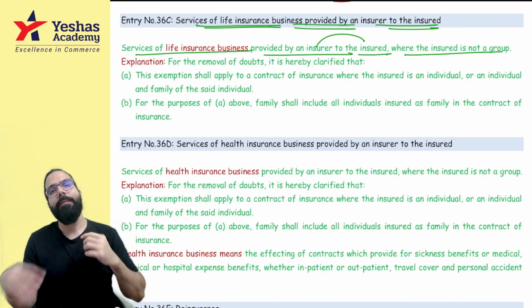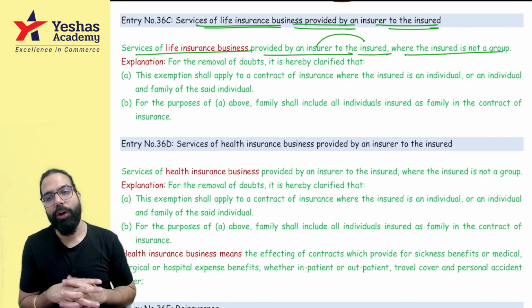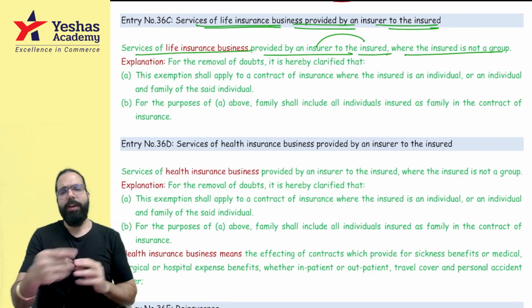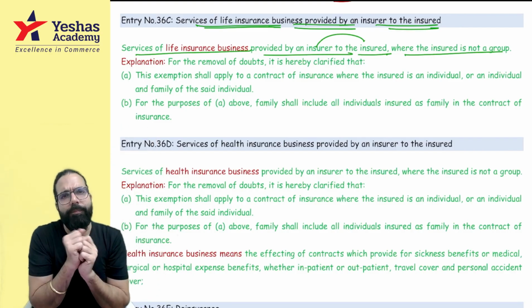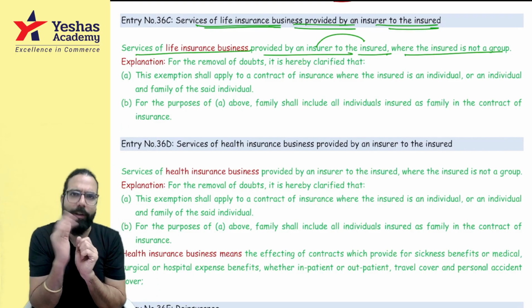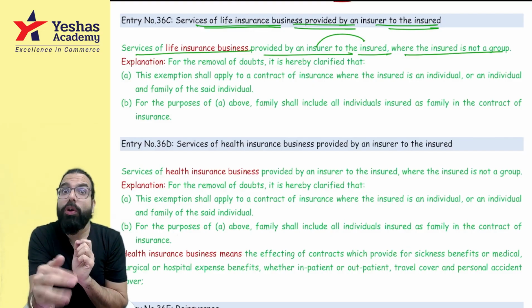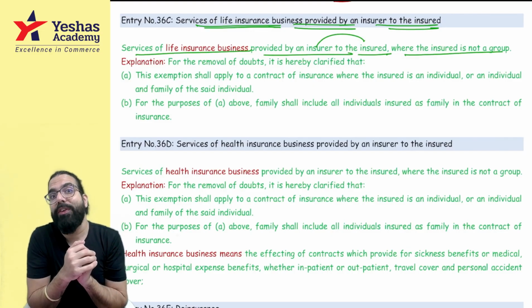So, for example, I am a life insurance company. I went ahead and insured Jitin. Jitin is there. I insured Jitin, life insurance or health insurance. I will not charge GST. Jitin told me, along with my family, you give the life insurance and health insurance.